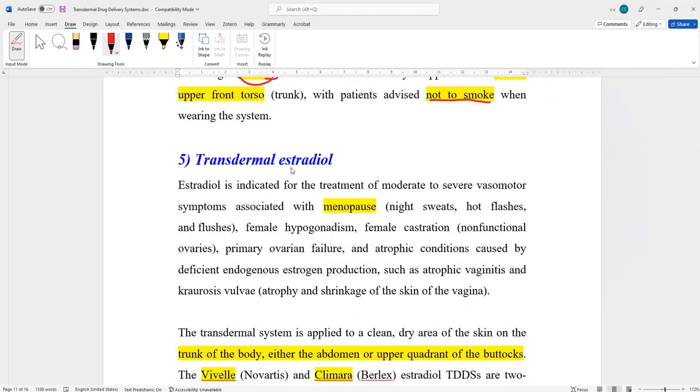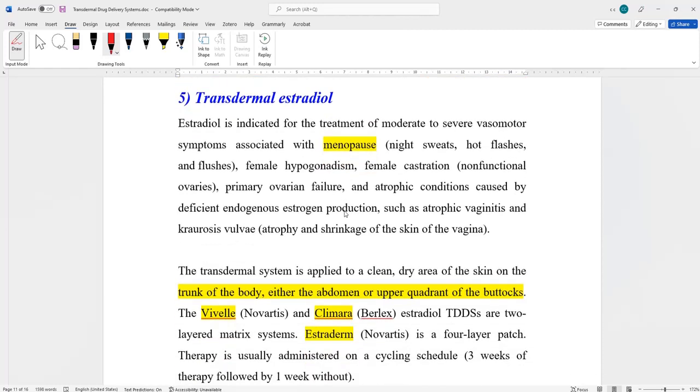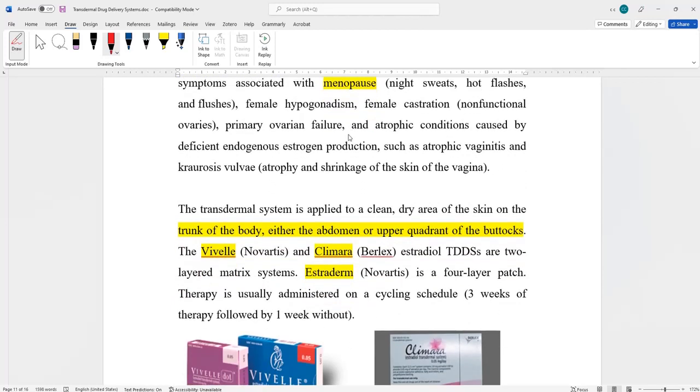Example number 5 is estradiol, transdermal estradiol. Now some women will have symptoms, menopausal symptoms, or symptoms occurring because of other conditions, such as night sweats, hot flashes, and flushes. These are the symptoms. Okay. Now it can happen because of menopause or because of some other conditions. Okay. So in this case they will need estradiol to relieve them from these symptoms.